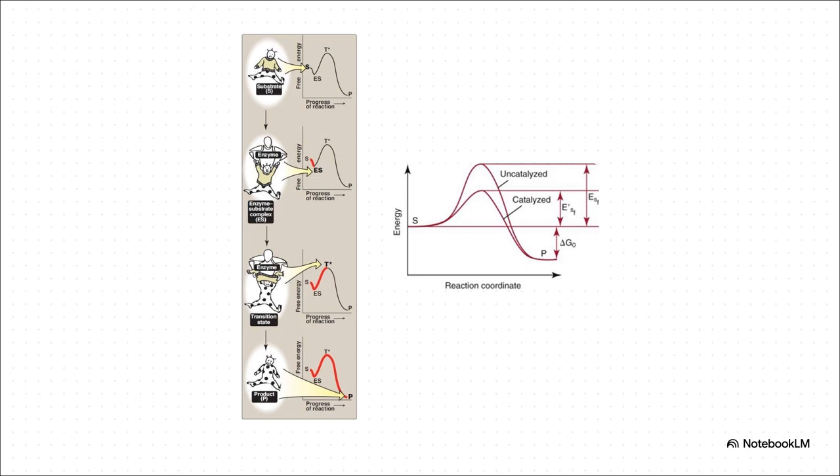Think of it like this. Every chemical reaction has an energy hill it needs to climb to get started. Well, enzymes come along and just drastically lower the height of that hill. This lets reactions happen millions of times faster than they normally would. And the really cool part? The enzyme itself comes out completely unchanged, ready to go again.